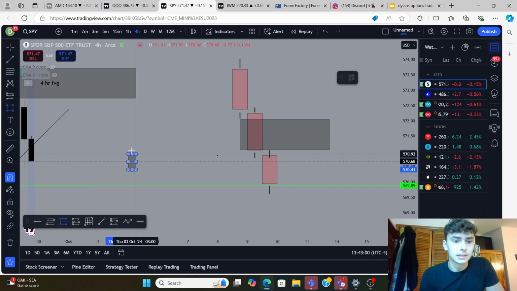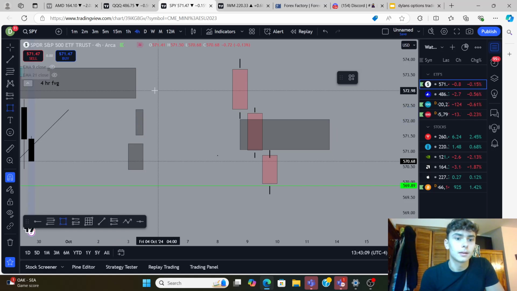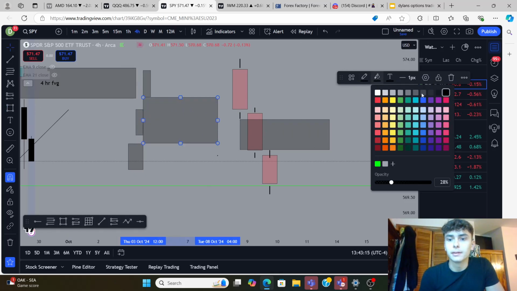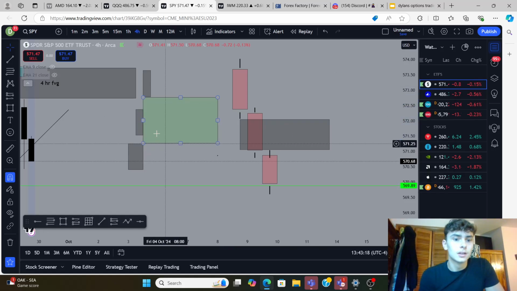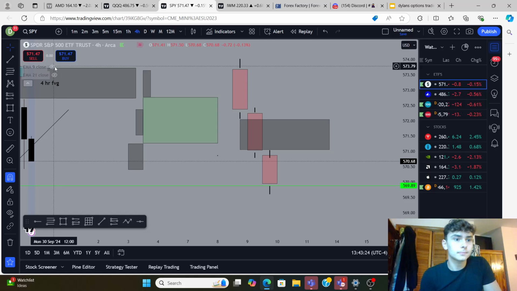And it would obviously be the same to the upside. Pretend there's wicks here. We're going up, and this is our fair value gap right here. Most of us should know that it's the gap in between the bottom of this candle and the top of this candle, including the wick.